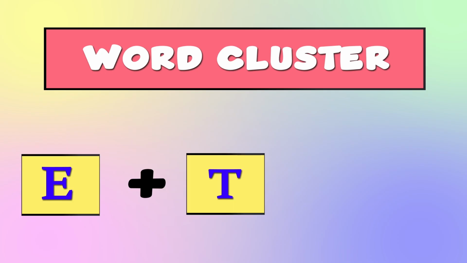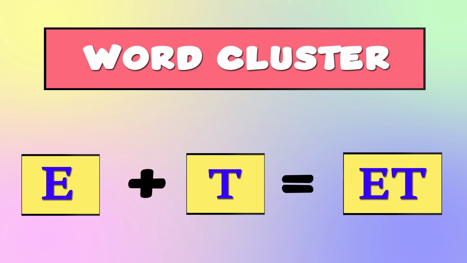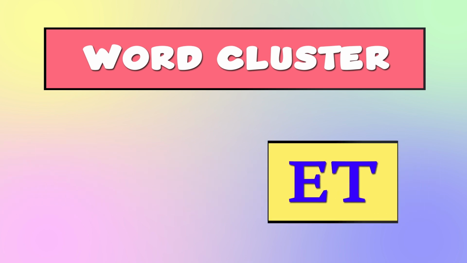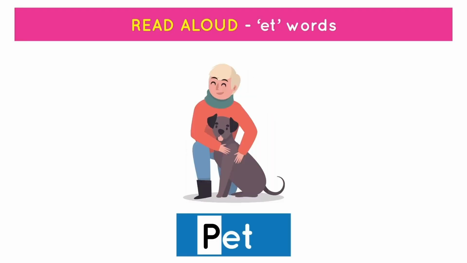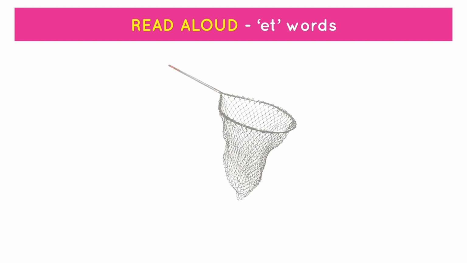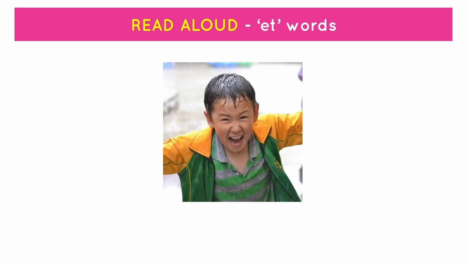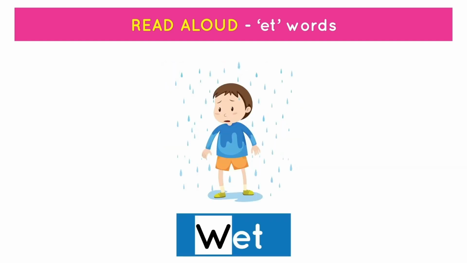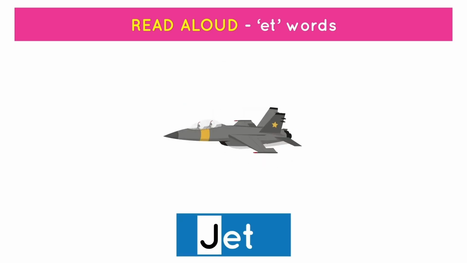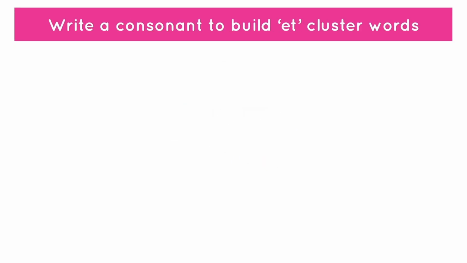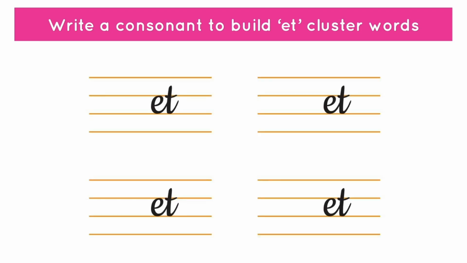E-T. Come on, let's see what et words are. Read aloud et words. Pet. Net. Wet. Jet. Write a consonant to build et cluster words.